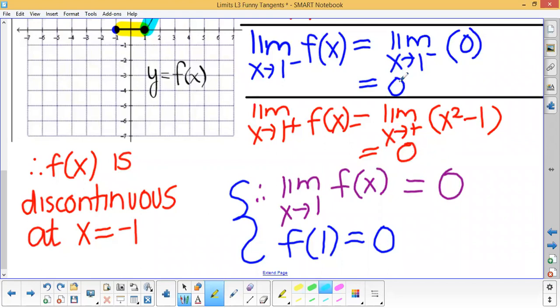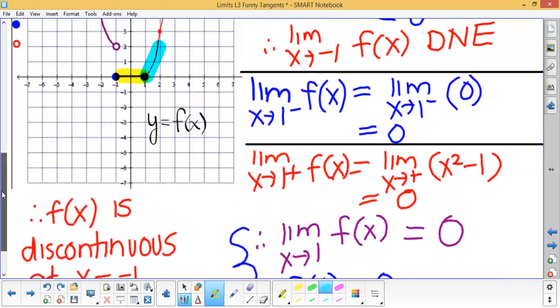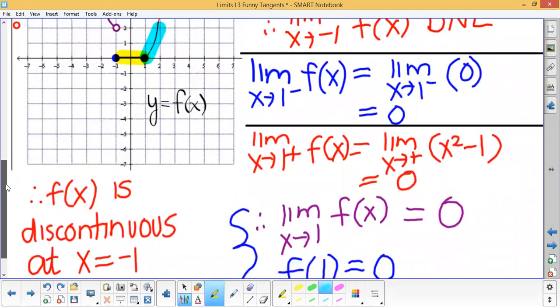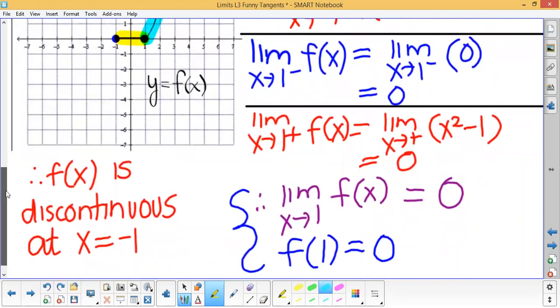All of these numbers or these solutions align. So the limit does exist at x is equal to 1, even though the function is discontinuous at x is equal to negative 1. So please, I've had students before just look at the function, oh, it's discontinuous. That means there are no limits that exist. That is not the case. Please don't confuse that.